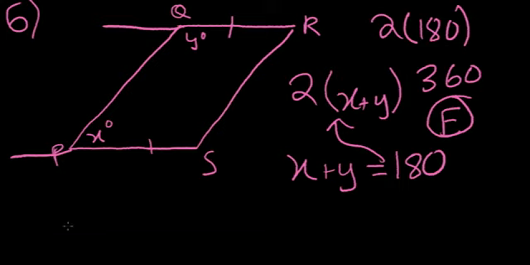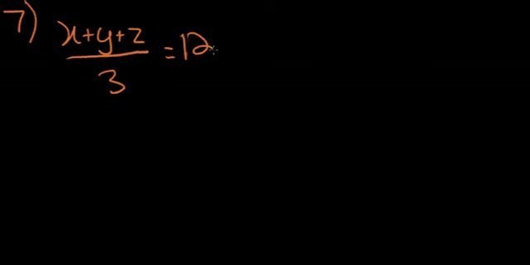Let's go on to number 7. Okay, the average of three positive integers, x, y, and z, is 12. So x plus y plus z divided by, there's three terms, 3 is equal to 12. When the greatest of these numbers is subtracted from the sum of the other two, the result is 4. So one of these is subtracted from the other two, and the result is 4. But first, we need to find what x plus y plus z equals. So we multiply out the 3, x plus y plus z is equal to 36.